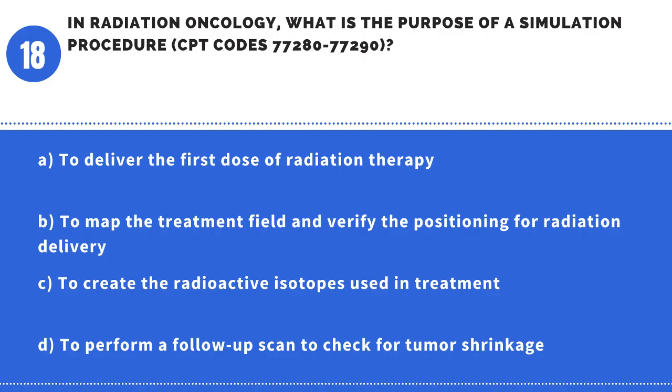Question 18. In radiation oncology, what is the purpose of a simulation procedure, CPT code 77280 to 77290? A. To deliver the first dose of radiation therapy. B. To map the treatment field and verify the positioning for radiation delivery. C. To create the radioactive isotopes used in treatment. D. To perform a follow-up scan to check for tumor shrinkage.